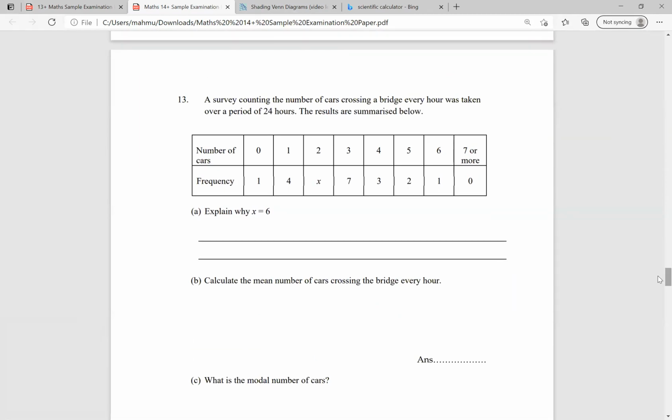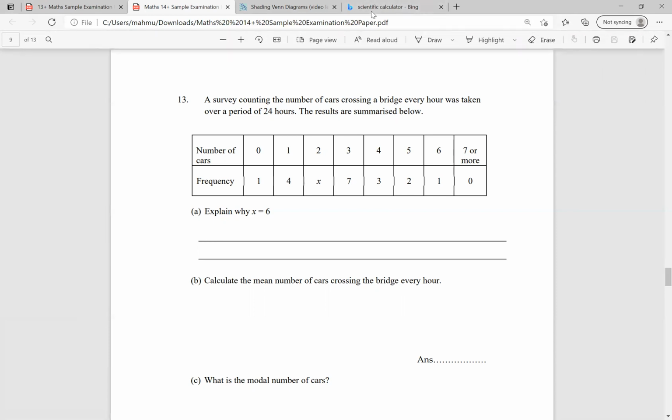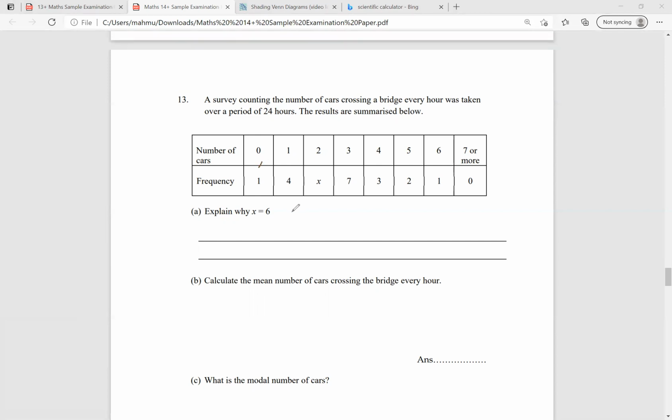So for the mean, you multiply each side, then divide by 24. So I'll do 0 times 1, that will be 0. 1 times 4, which will be 4. 2 times 6 is 12. 3 times 7, 21. Then 4 times 3 is 12. 5 times 2 is 10. And 6 times 1 is 6. And 0, and that should be 0.